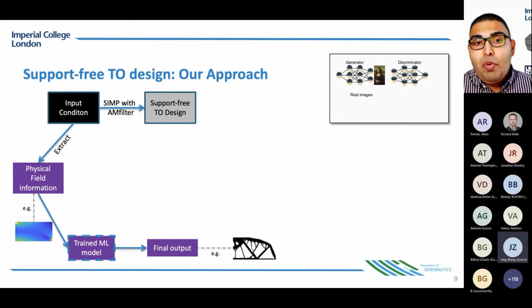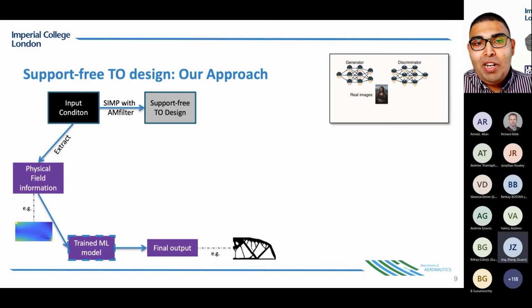The illustration on the top right is indicating the method that we have used, which is GANs, or Generative Adversarial Networks. Primarily, it's two-part. One is a generator whose job is to create, from fake input, something that looks like realistic images.